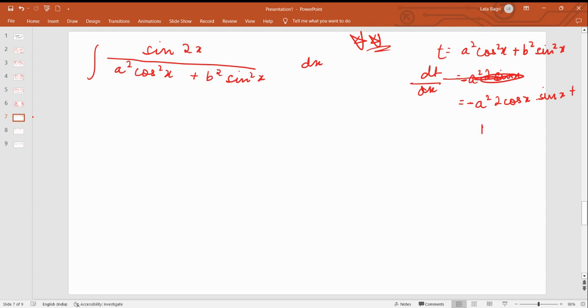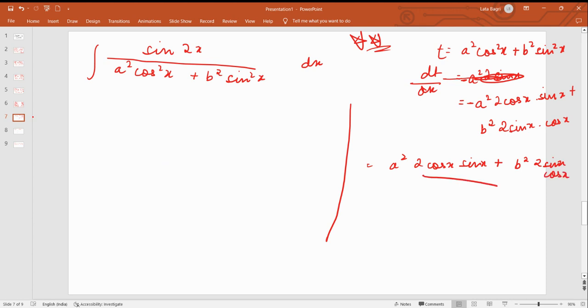Similarly, b square sine square x differentiation is 2 sine x into cos x, right? Now look at this equation carefully. A square 2 cos x sine x plus b square 2 sine x cos x. Can you see that this and this term matches? So if I write b square minus a square and I write this, is it a problem? No, it's not a problem. And remember, this is actually dt by dx because this is the numerator's differentiation.